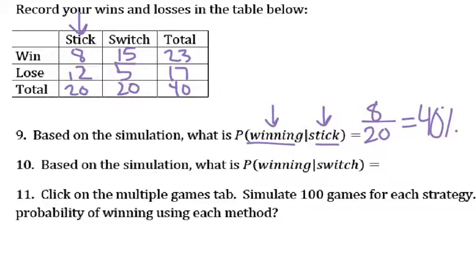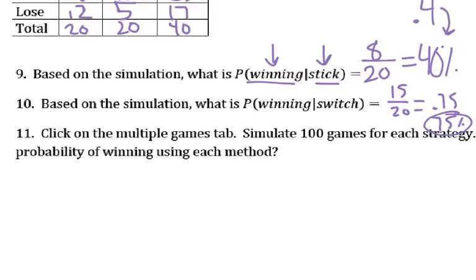So the probability of winning with sticking would be 40%. Let me just grab my calculator, double check that since I already erased it, but I'm pretty sure that's what it said. So yeah, 0.4, which would be 40%. For winning with switch, we won 15 times, so 15 over 20, which you could reduce, but we don't need to because we want the decimal or percent, so 0.75 or 75%. So a 75% chance in my games, yours might be slightly different, that you would win with switching, and a 40% chance that you would win with sticking.